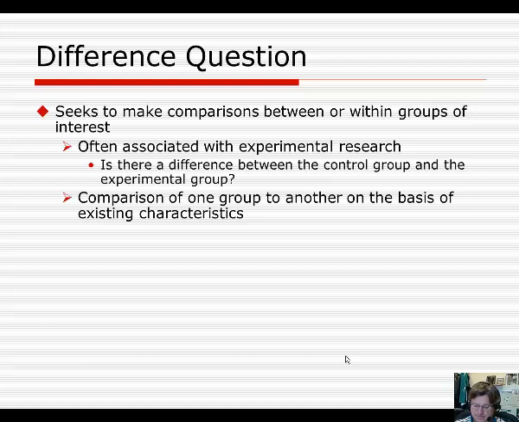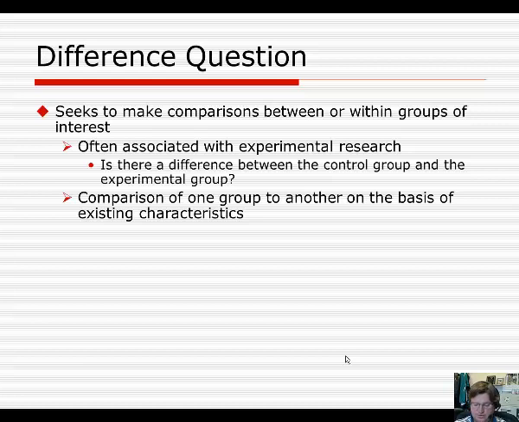the treatment. Similarly, comparisons could be made between pre-test and post-test performance, and difference questions may also be the basis for a non-experimental research in which the researcher is interested in comparing one group to another on the basis of existing characteristics. For example, Fawcett and colleagues use self-administered surveys to compare 4th grade boys and girls out-of-school physical activity levels and choices of activities.